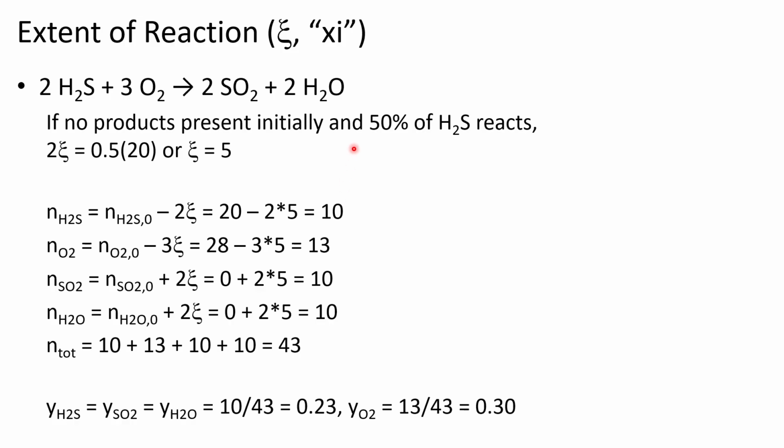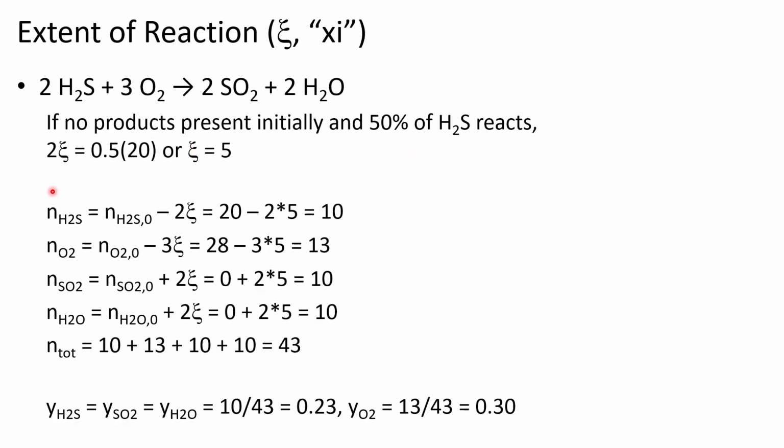Let's compute what leaves a reactor if there are no products present initially and 50% of the H2S that's fed to the reactor reacts, for the case we just looked at, in which we had 20 moles of H2S fed and 28 moles of oxygen fed. If 50% of the H2S fed reacts, the amount that reacts is given by 2 times Xi. That's going to be equal to 50% of what's fed, so 0.5 times 20. So if we set 2 Xi equal to half of 20, which is 10, we find that the extent of reaction would be 5 for 50% consumption of the H2S that's fed.